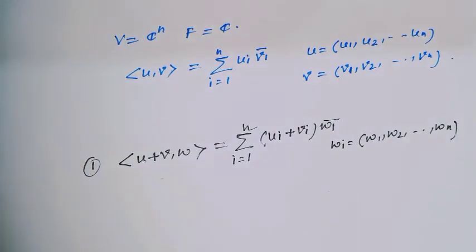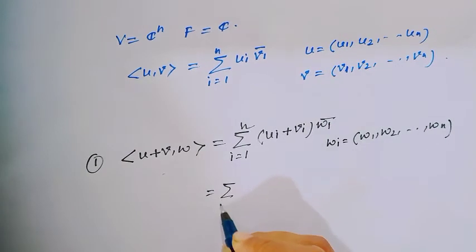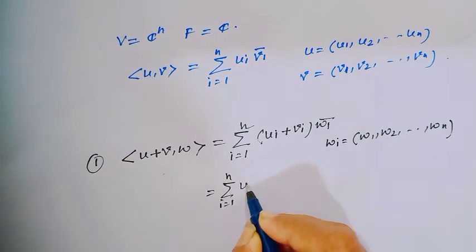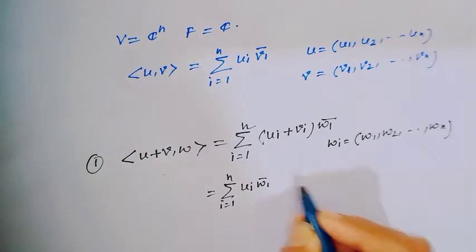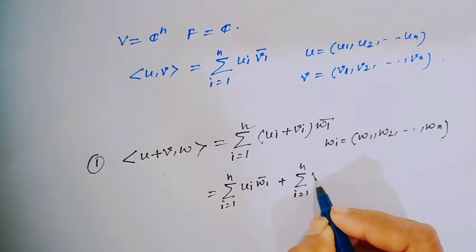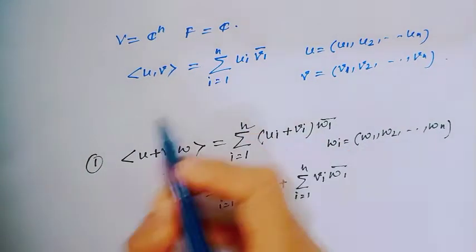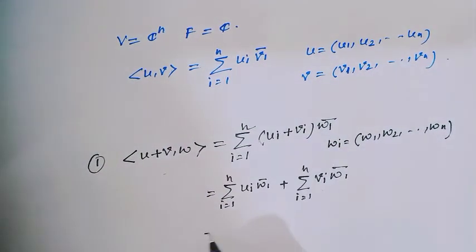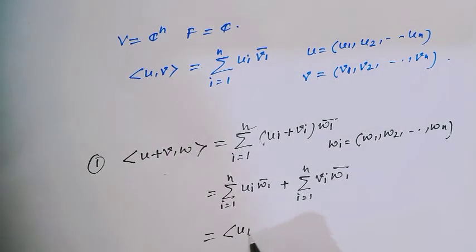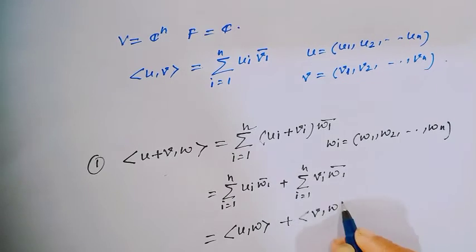Therefore, we can write this expression as the summation i equal to 1 to n of ui wi bar plus the summation i equal to 1 to n of vi wi bar. Okay, and this is actually our defined inner product. This is actually inner product of u and w plus inner product of v and w.